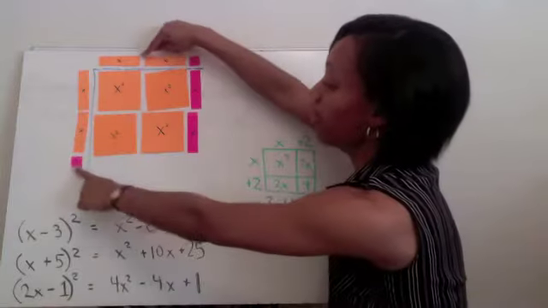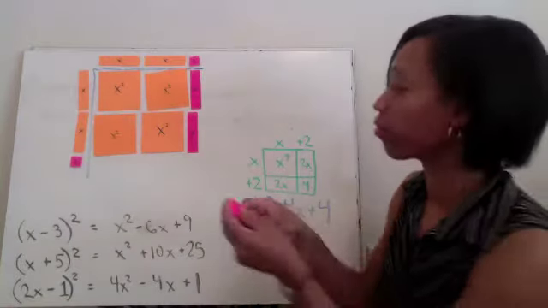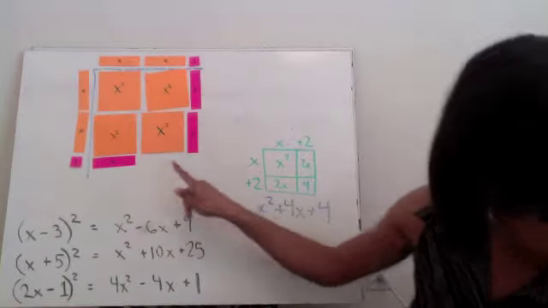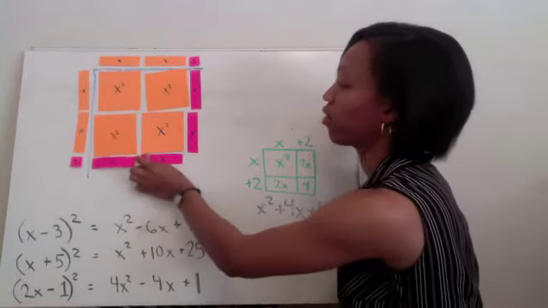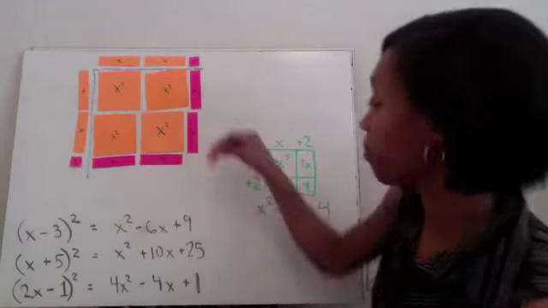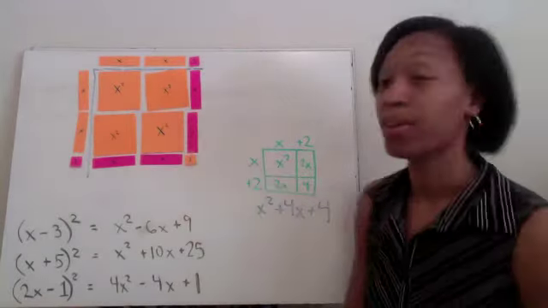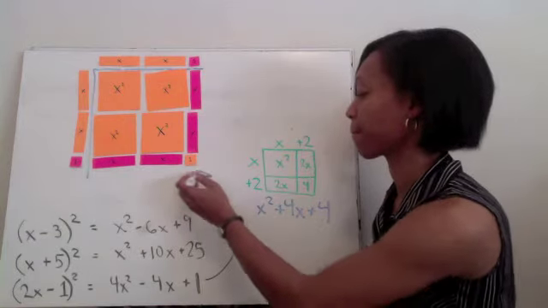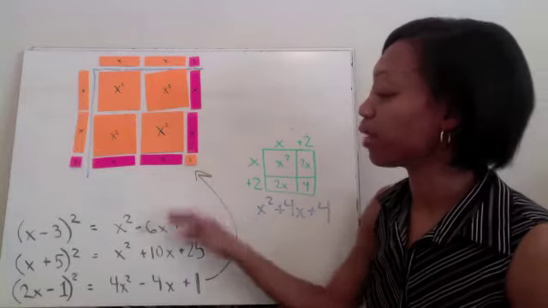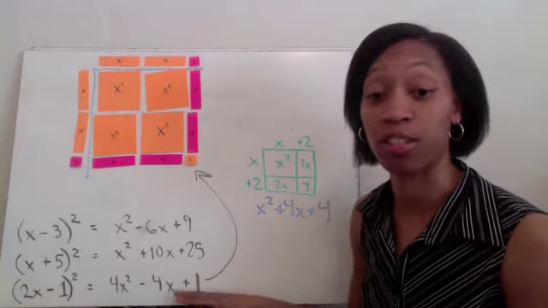Negative 1 times x, negative x. Negative 1 times x is again negative x. And then negative 1 times negative 1, positive 1. So we need an orange square there. So the process of multiplying can be demonstrated with these algebra tiles.